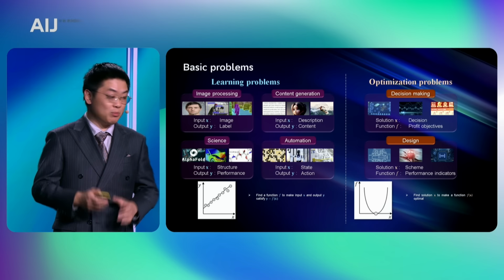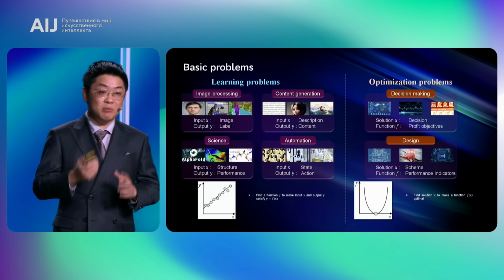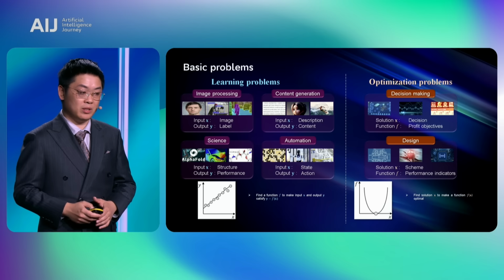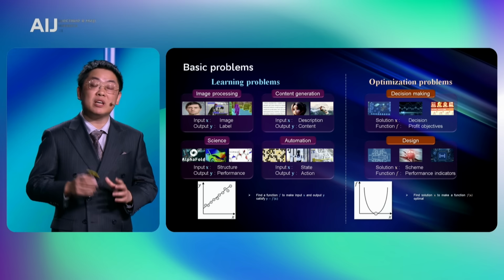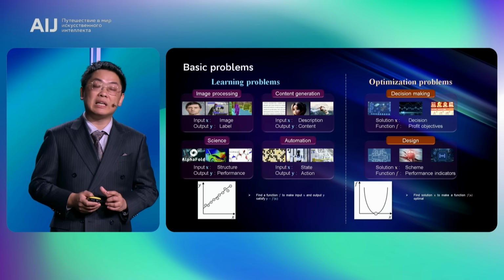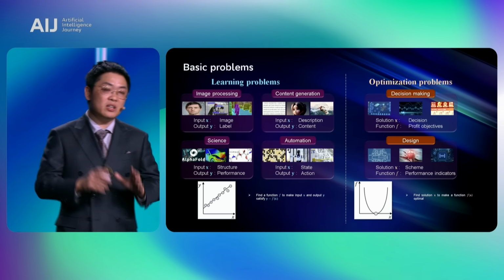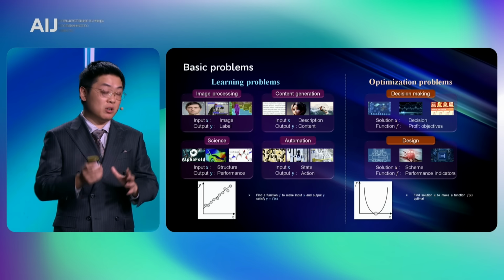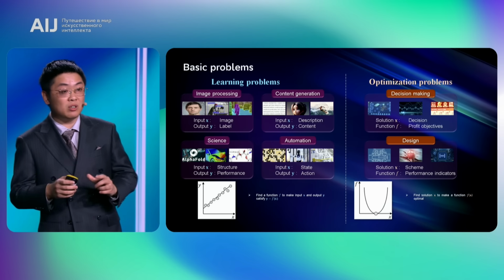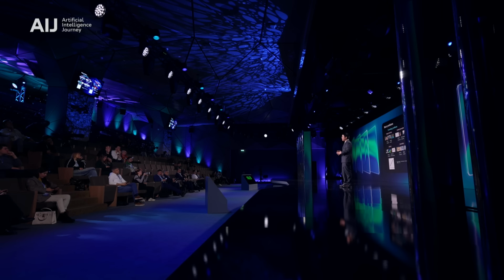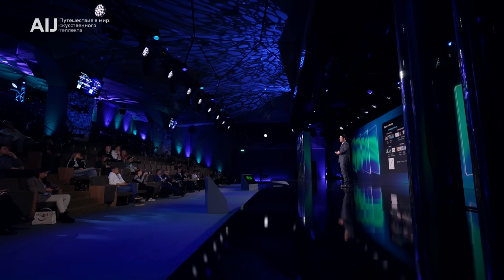For example, in image processing, the input may be an image observed by a camera, and the output is the label of the image. In content generation, the input may be a description, and the output is the content generated according to the description. In science, the input can be a structure of proteins or materials, and the output is the performance of the structure. And also, in automation, the input can be the current state of the system or environment, and the output can be the next action to be conducted for the system or environment.